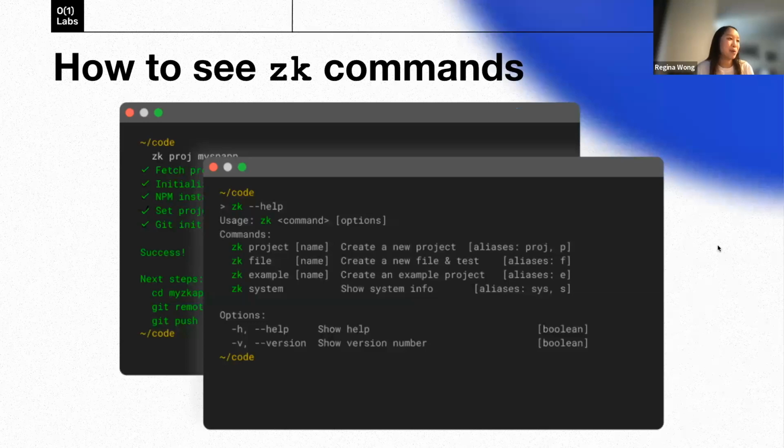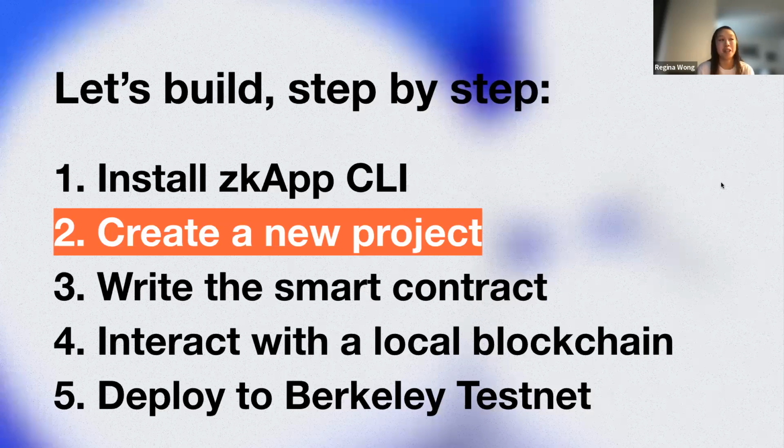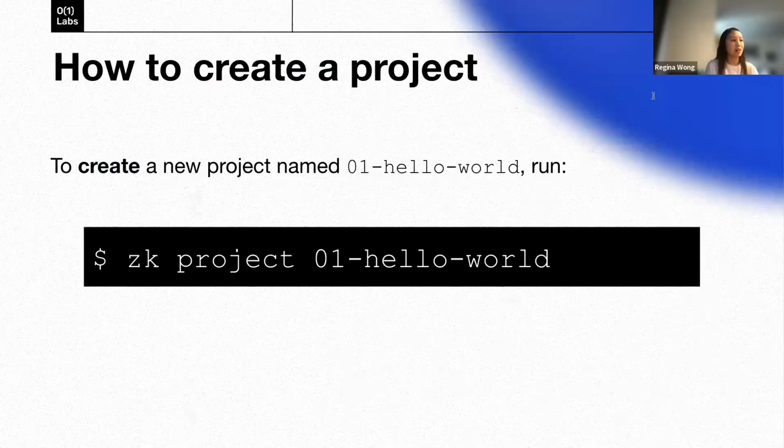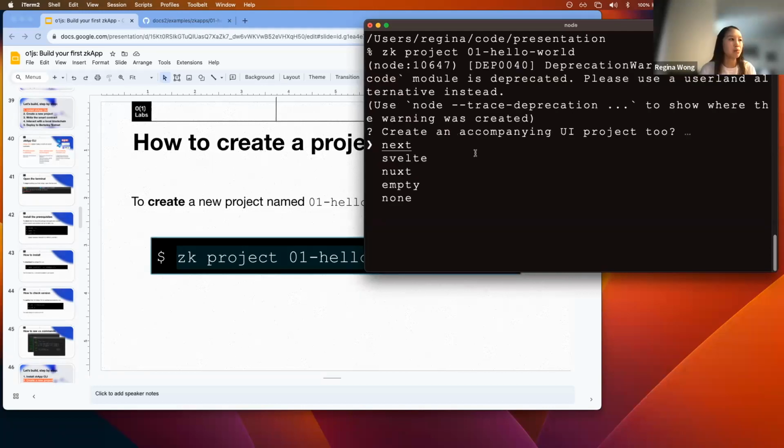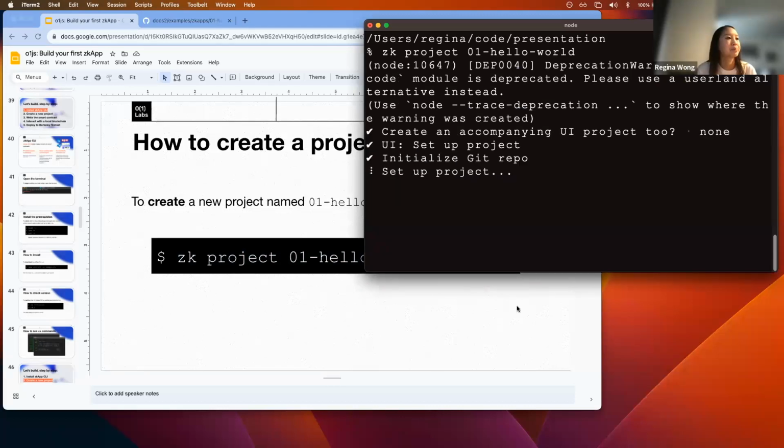Pretty easy. Now we're going to create a new project. And to create a new project, we'll be using the zk project command. Basically, enter in zk project 01-hello-world. I will demonstrate what this looks like here as project 01-hello-world. You will get some questions after you enter this in. For now, we will select none, and select project. I'll talk about that question a little bit later.